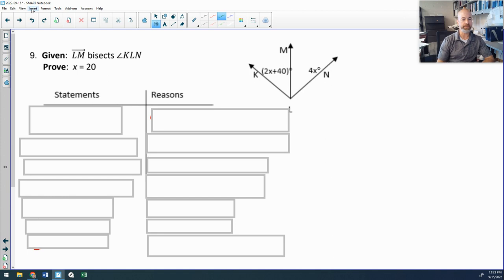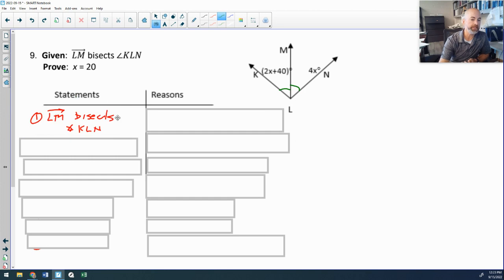And then number 9, and this is the last one I want to look at. They tell us that ray LM bisects XLN. Well, if ray LM, and my L is kind of hidden there, if ray LM is bisecting this big angle, well, then I know that this angle will be equal to this angle. So I'm already making some steps here. I'm already thinking ahead towards the problem. And I'm just kind of thinking there, but I can't go straight to that. We have to talk in detail about how we know that those two angles would be the same.